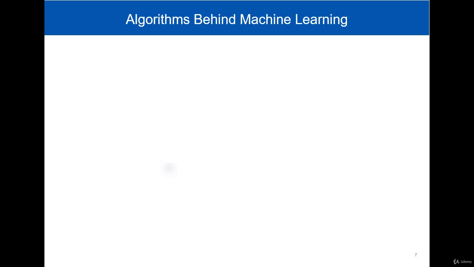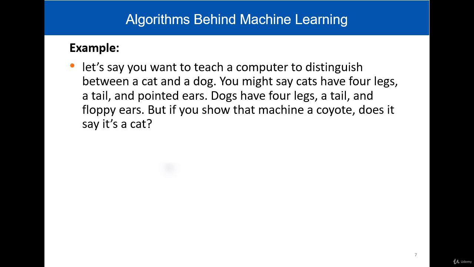Let's discuss the algorithm behind machine learning. Let's say you want to teach a computer to distinguish between a cat and a dog. You might say cats have 4 legs, a tail, and pointed ears. Dogs have 4 legs, a tail, and floppy ears. But if you show that machine a coyote, does it say it is a cat? The answer is no.